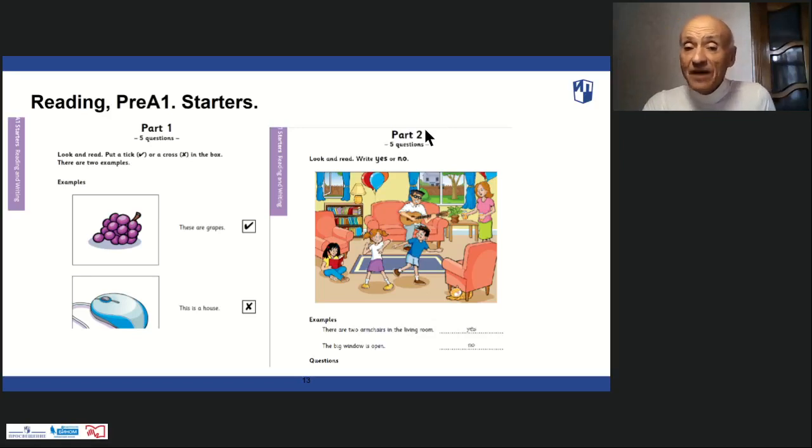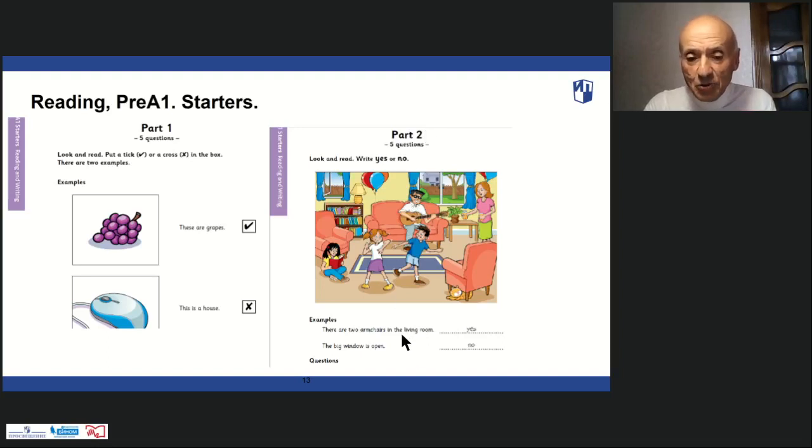Part 2, 5 questions. Look and read. Write yes or no. Here children are to write yes or no. Not other words, just yes or no. Let them be attentive. Let's remind them that they listen to the text and they are to give their answers not in words but in yes or no.